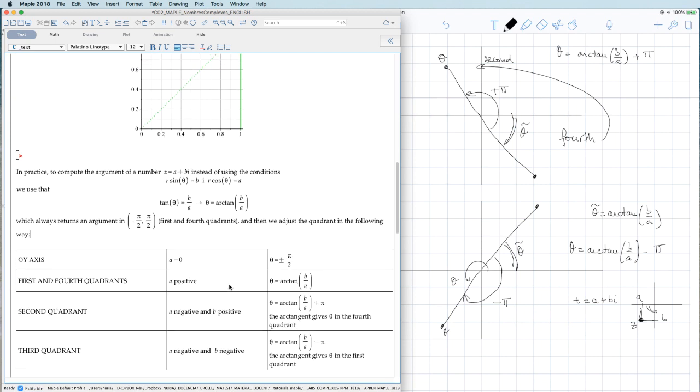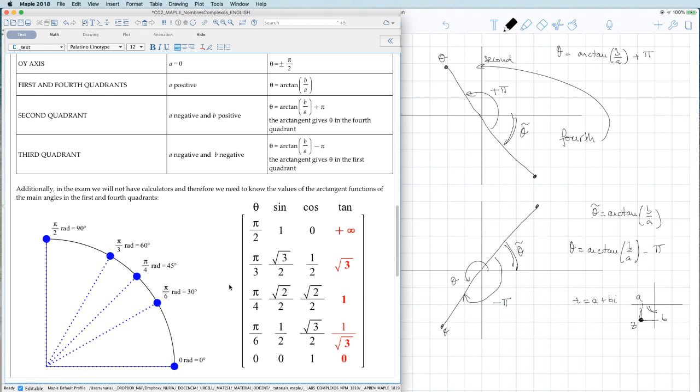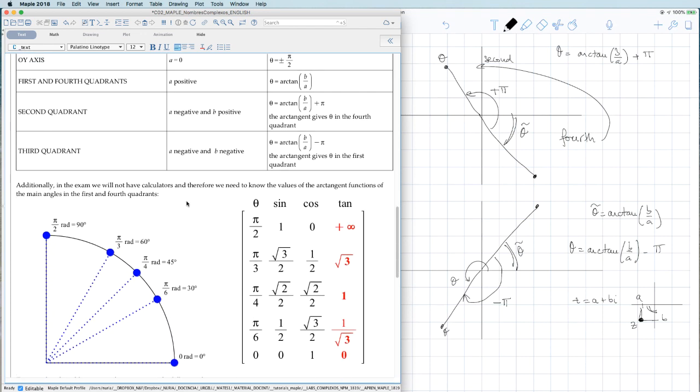So this is in theory, but in the exam you're not going to have a calculator, so this is going to be a little bit more difficult. So let's see what happens if we don't have a calculator. What we need to know is the values for the tangent in the first quadrant, and then know how to move from the first to the second, third, and fourth quadrants.